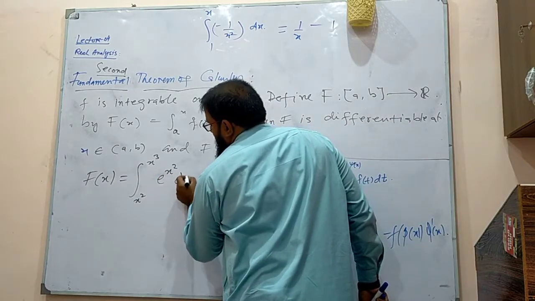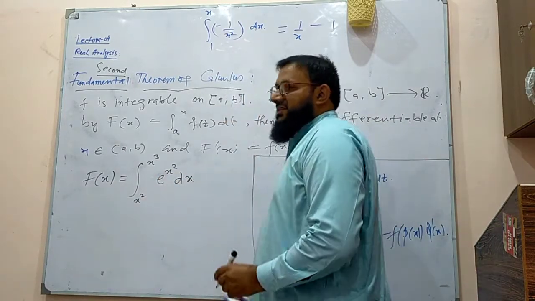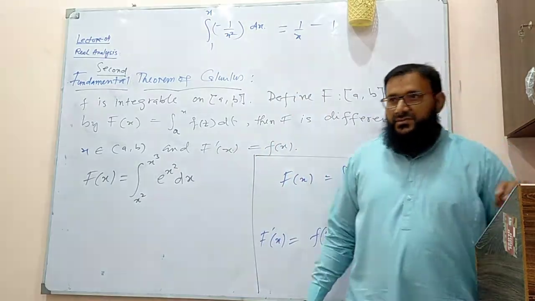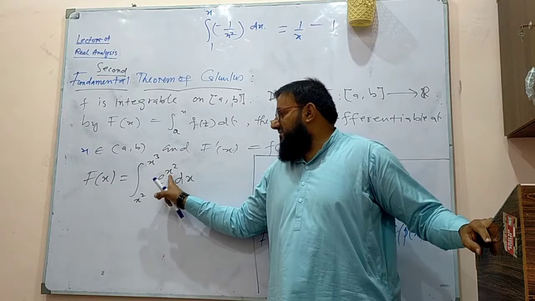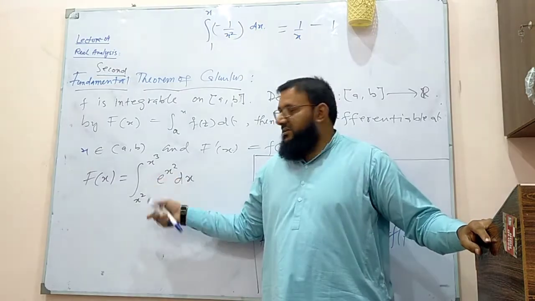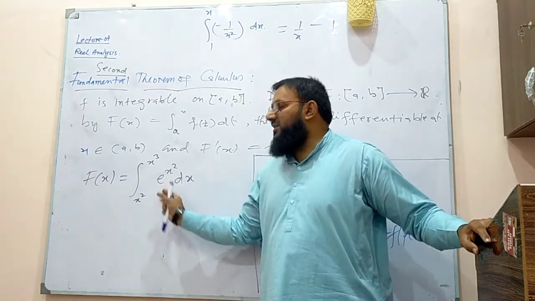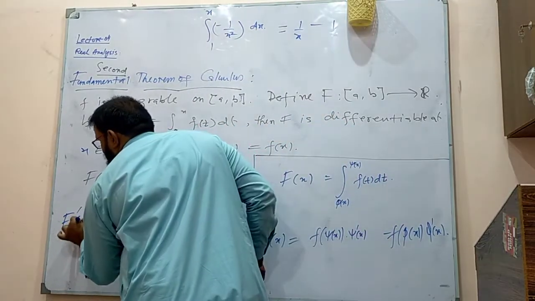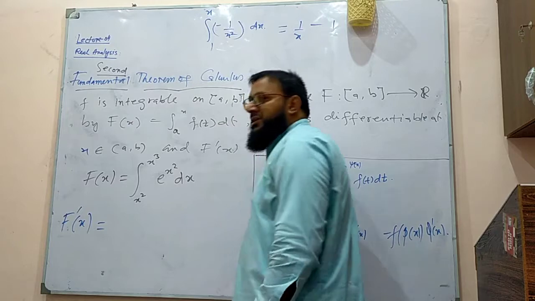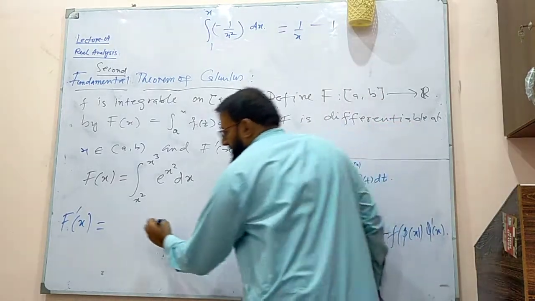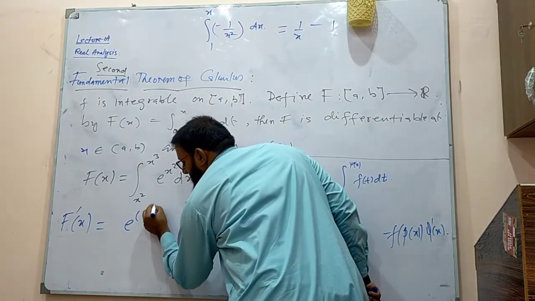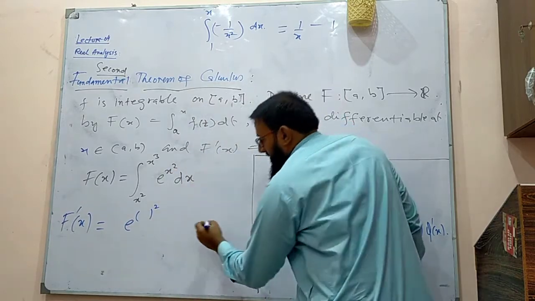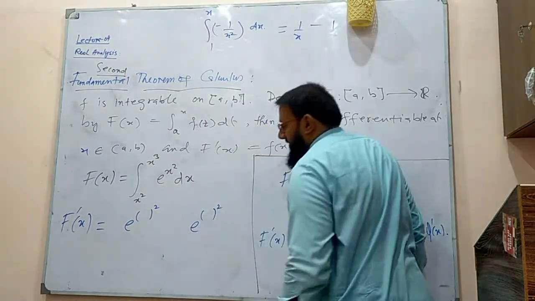This question has appeared in so many tests, either this or this type of question. You have to integrate e power x square, which is not possible. Then you have to apply the lower and upper limit, then differentiate. I am asking what is f prime of x. So you don't need to do anything. Just in this one, I am writing e power x square and e power x square.